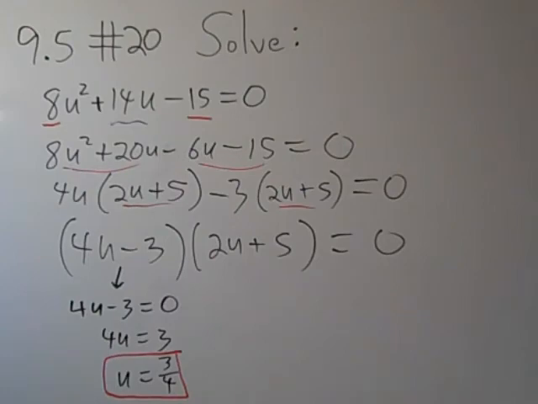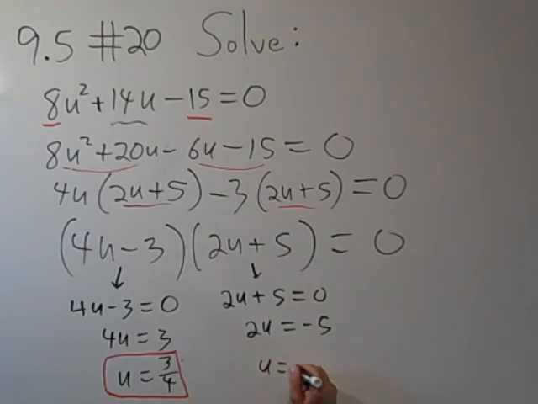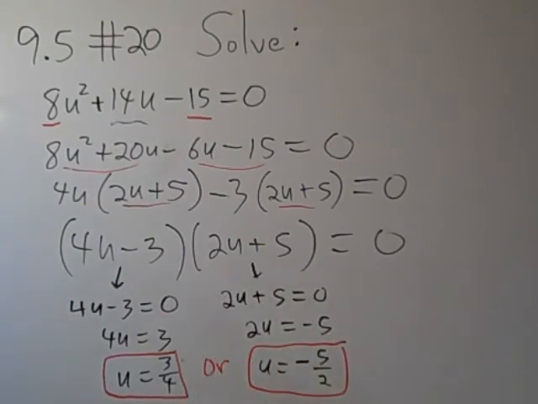And another solution comes from the second factor here equaling 0. So if 2u plus 5 is equal to 0, then 2u equals negative 5, and u equals negative 5/2. And those are the two solutions to this quadratic equation.